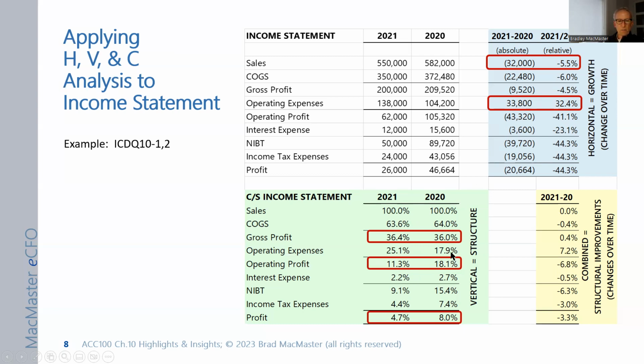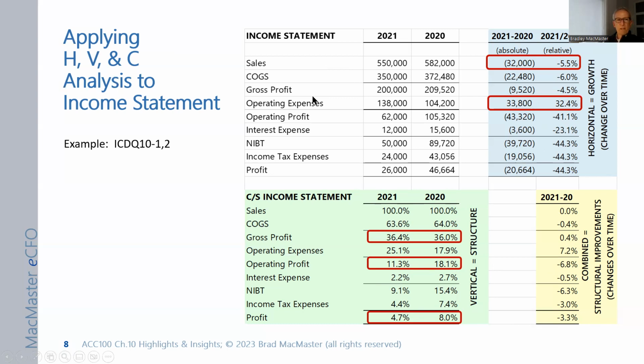So it's this increase in expenses of 7% that basically caused the decrease in operating profit of 7%, okay? And the reason the bottom line didn't decline by the full 7% is because we saved a little bit on income taxes, basically. So that's how we can combine the different types of analyses on the income statement.